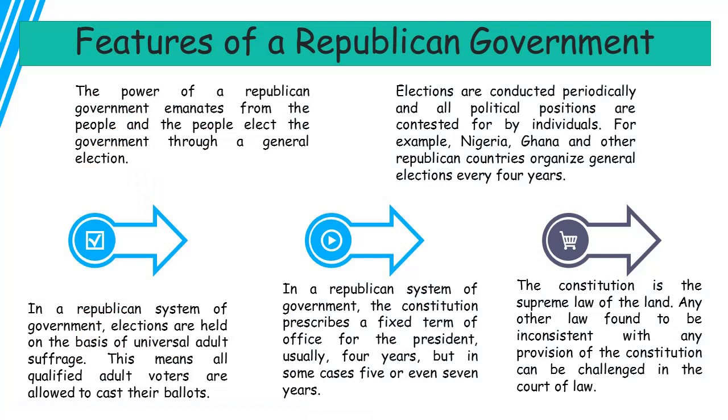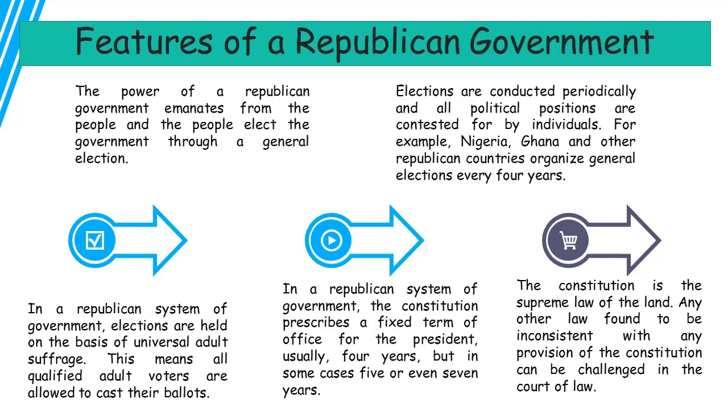Features of a Republican government. The following are some of the features of a Republican government. They are: 1. The power of a Republican government emanates from the people, and the people elect the government through a general election. 2. Elections are conducted periodically, and all political positions are contested for by individuals. For example, Nigeria, Ghana, and other Republican countries organize general elections every 4 years.